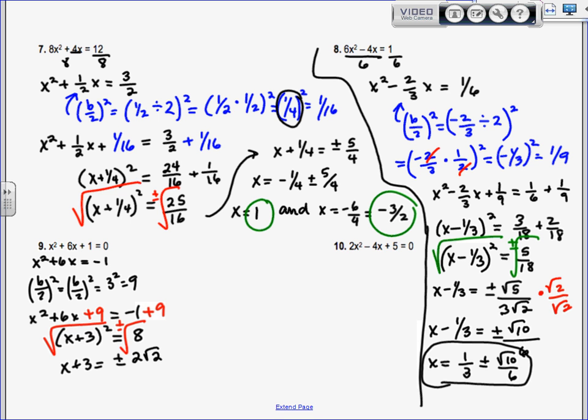Right, because it's square root of 4 times square root of 2, so 2 root 2. All right, and then subtract the 3 over. So you get x equals -3 plus or minus 2 root 2. And that's your answer. Do you guys get it? All right, next one's a lot harder.